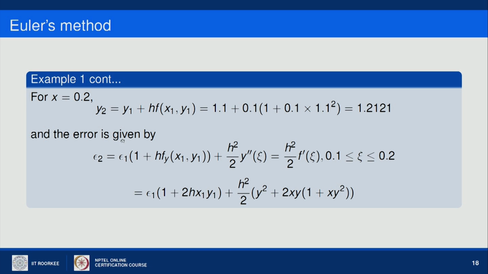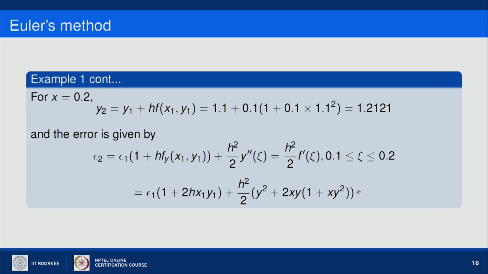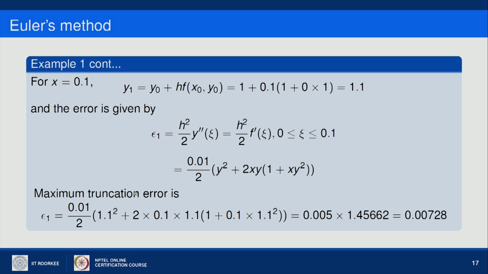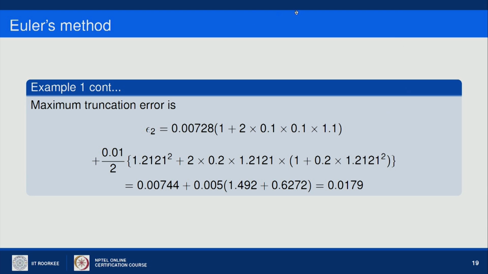The truncation error in this step is given by epsilon 2, that is epsilon 1 times 1 plus h f y x1 y1, plus h square upon 2 into y double prime xi, where xi is now between 0.1 and 0.2. I have substituted all these values here. So, the maximum truncation error will be given by this particular expression, plus this is for the second term of epsilon 2, and after simplifying it, I am getting this value as 0.0179. So, here my y1 is 1.1, the maximum truncation error in y1 is 0.00728, and then y2 is coming out as 1.2121, and the maximum truncation error for this y2 is 0.0179.